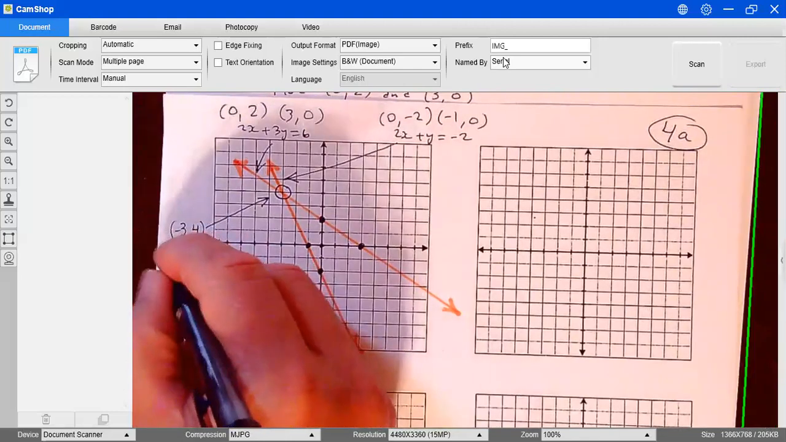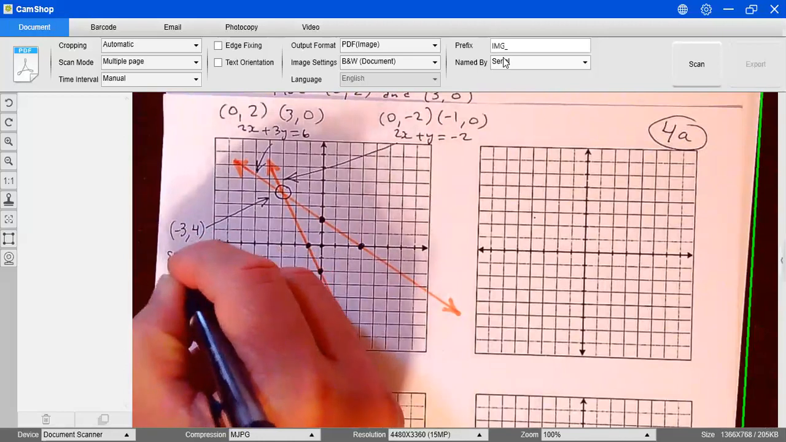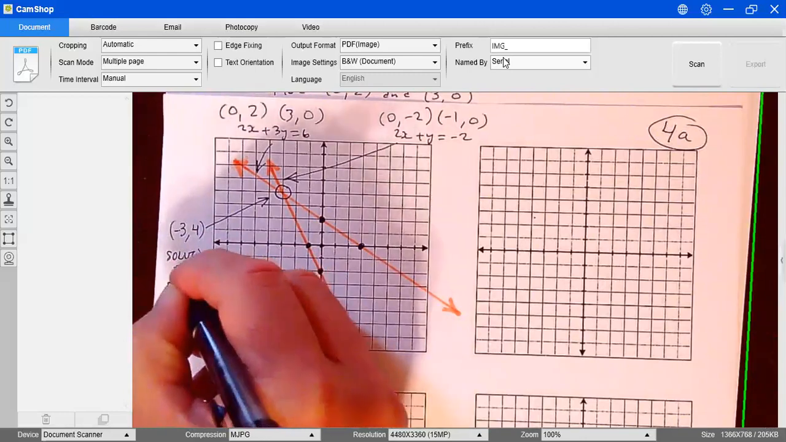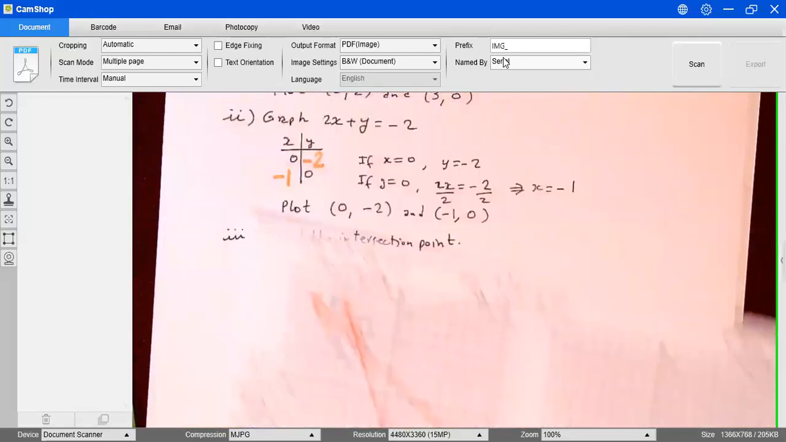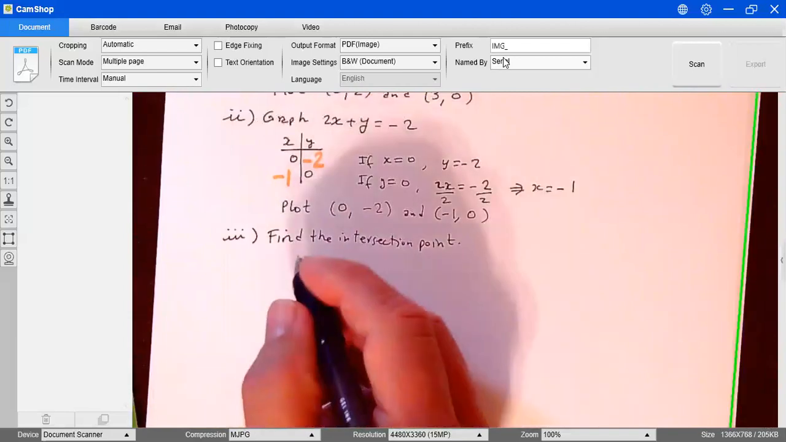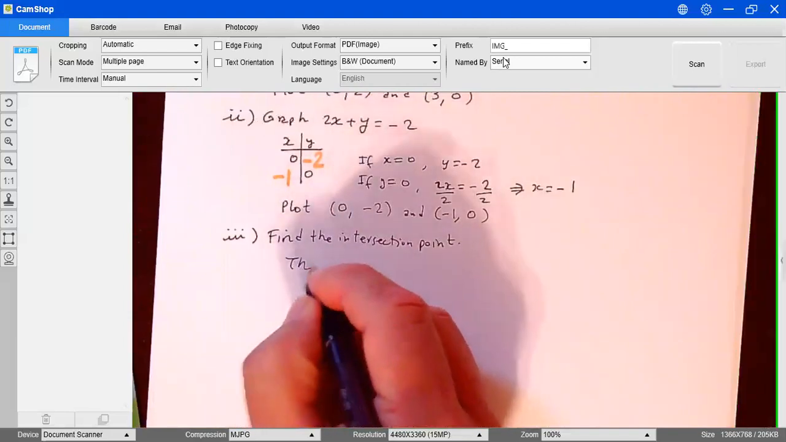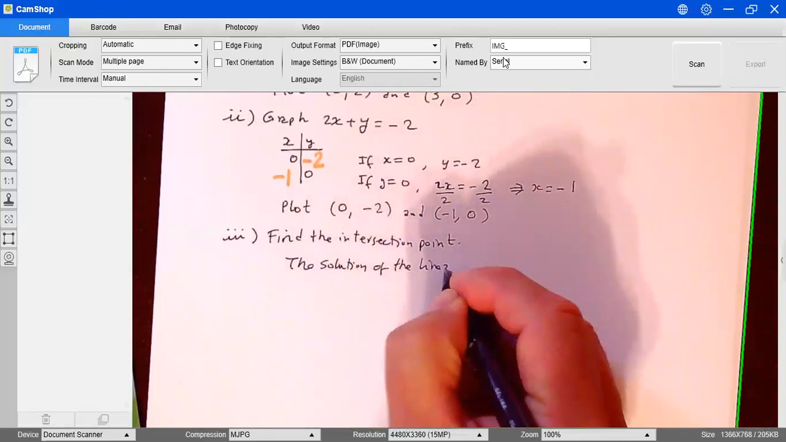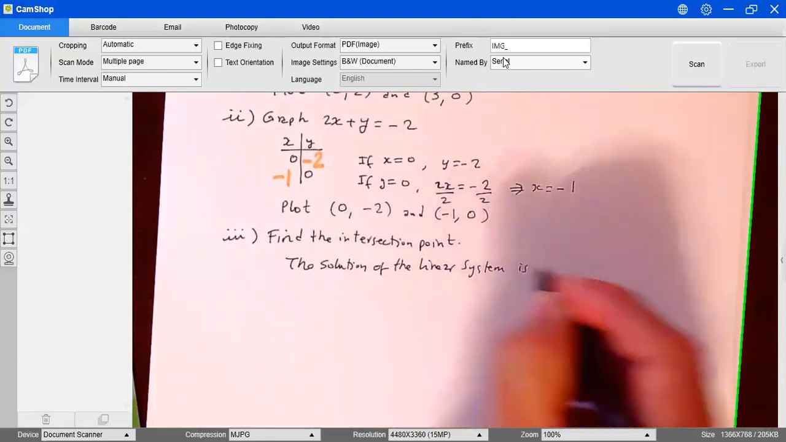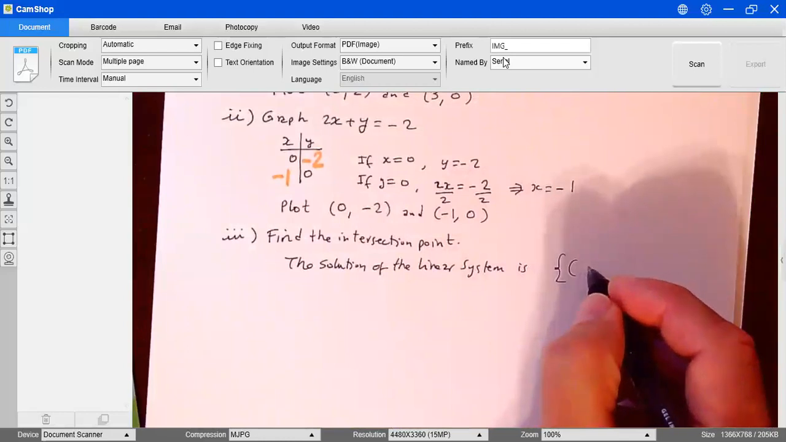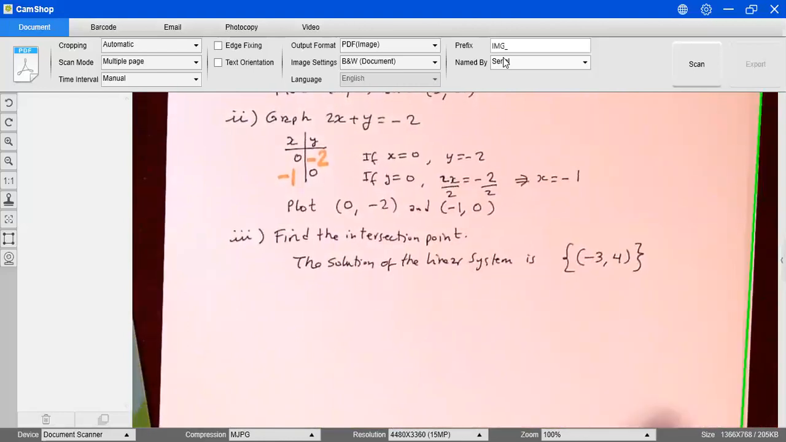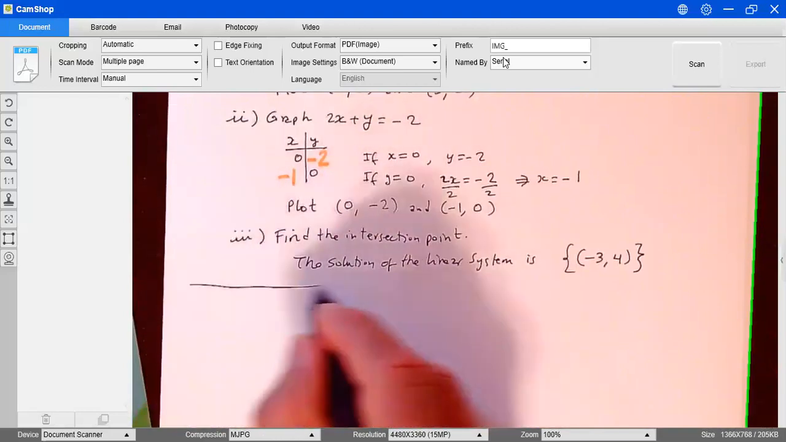So this is going to be the solution of the system. That's the solution of the system. So we're gonna write here that the solution of the linear system is the point with coordinates -3, 4. So that's example 2.